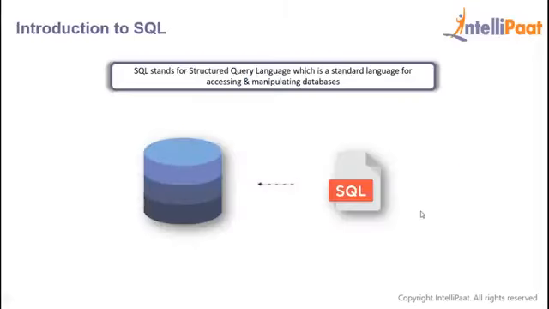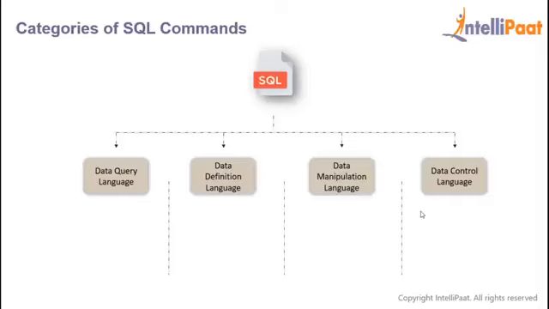Now let's finally understand what exactly is SQL. So SQL basically stands for Structured Query Language, and it is the standard language for accessing and manipulating databases. Or in simple terms, SQL helps you to communicate with your database. Now the SQL commands can be divided into four categories: data query language, data definition language, data manipulation language, and data control language. So the data query language comprises of just one command, select, though it can be accompanied with many clauses to compose queries against a database.